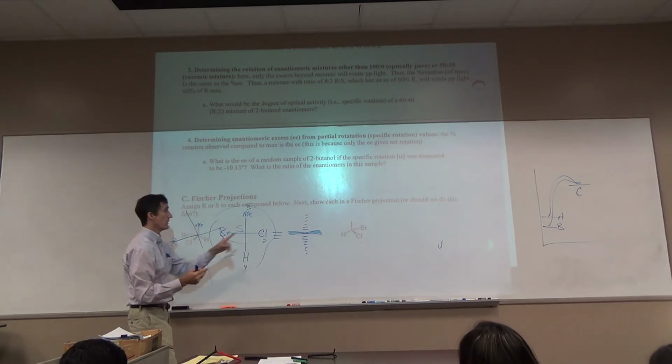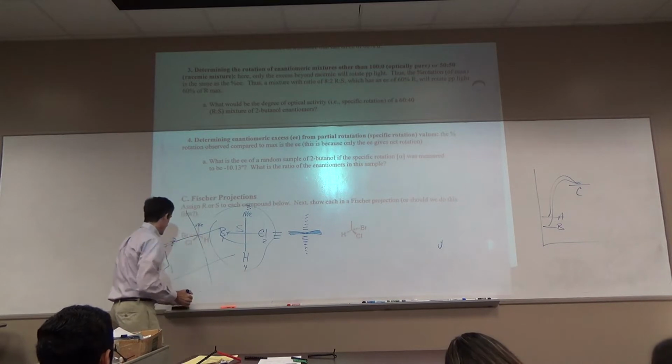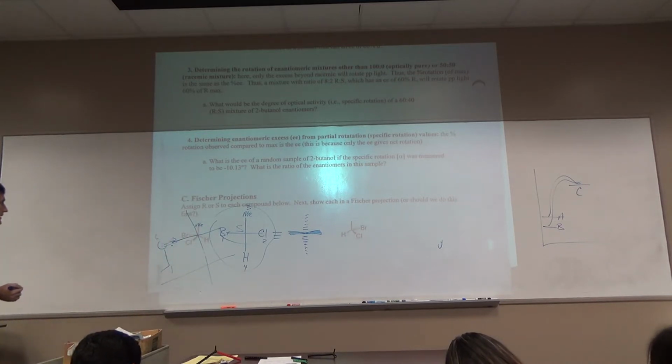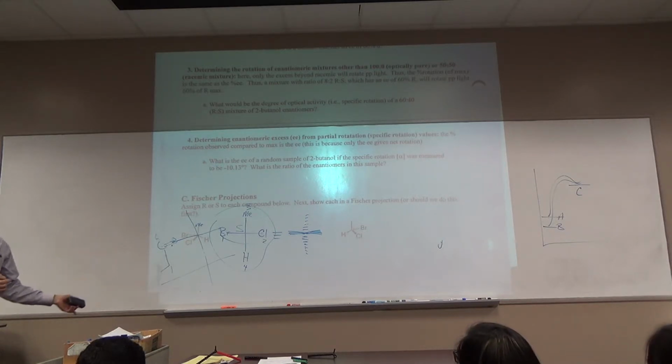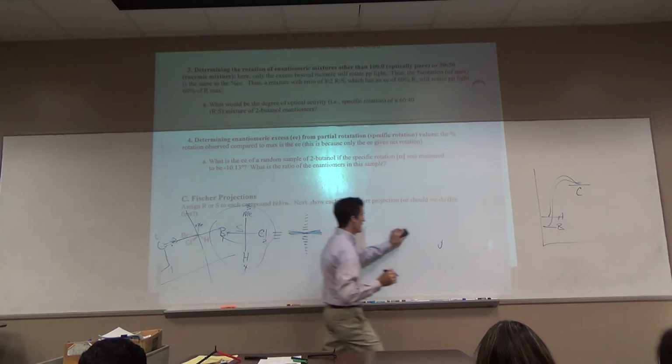Okay, there we go. How about over here? Can you draw Fischer over there? By the way, can you tell something about these two compounds, the way they're drawn? Yeah, they're drawn as mirror images. But that's kind of cheating. Do it from the beginning.